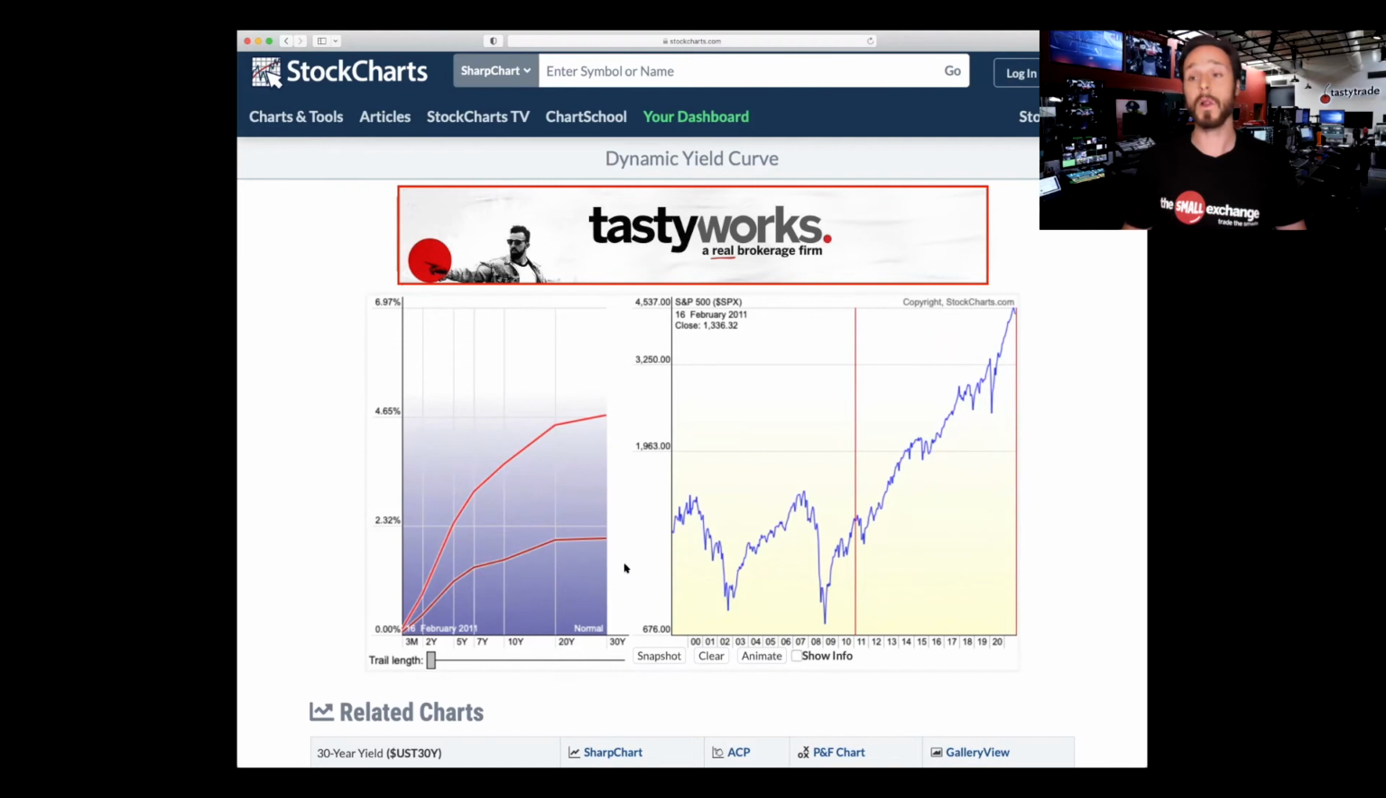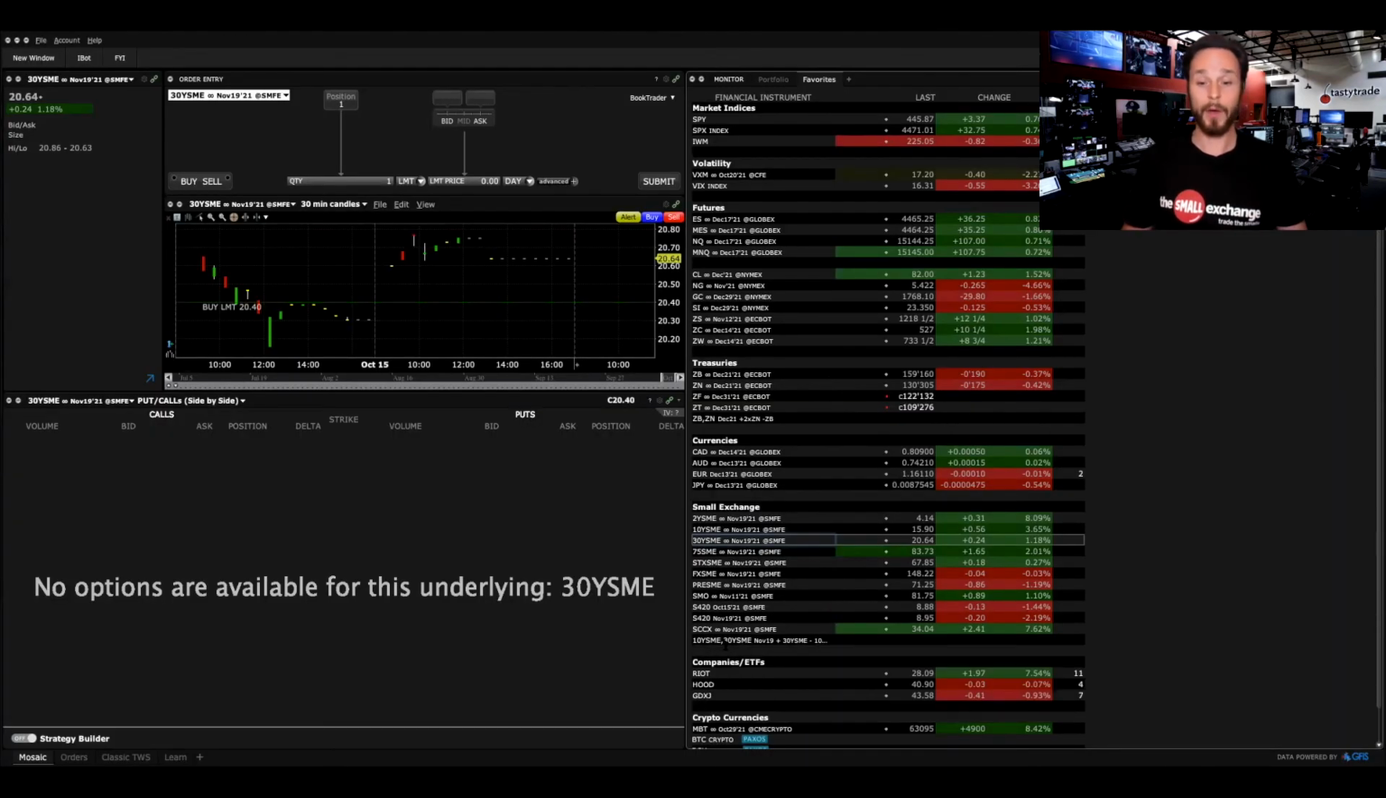Either way, I'm still long the longer-term interest rate. And I could sell something shorter term against it to kind of hedge my position. So that's called putting on a steepener. Okay, so back over to my platform.